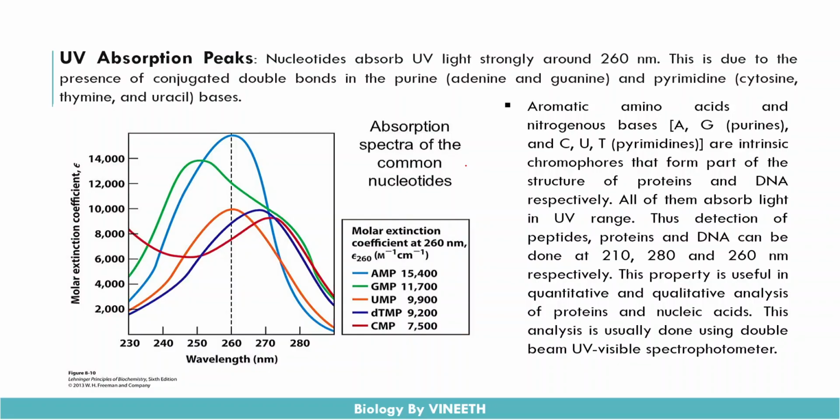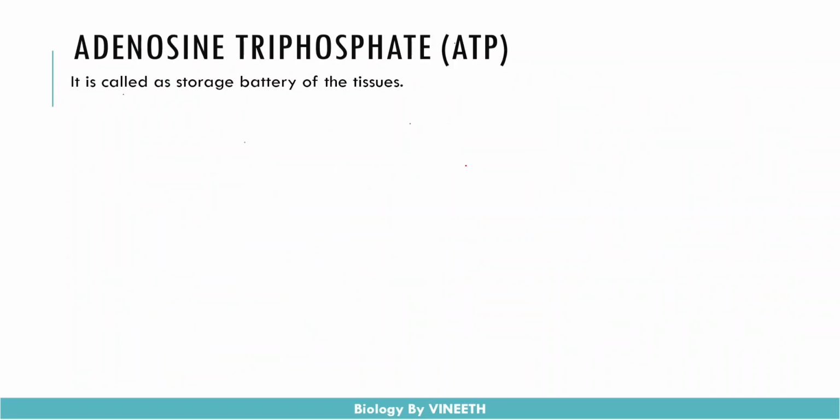Okay, so this helps in identifying the compound present in your sample. If you are placing a sample which contains only nitrogenous bases, then you will see the peak absorption at 260 nanometers. If your sample contains a lot of aromatic amino acids, if your sample contains proteins, then the peak absorption will be at around 280 nanometers. So this absorption spectra will determine what compounds are present in your sample when you are doing normal laboratory work. Okay, so this is about the UV absorption peaks, the major property exhibited by the nucleotides because they contain aromatic bases.